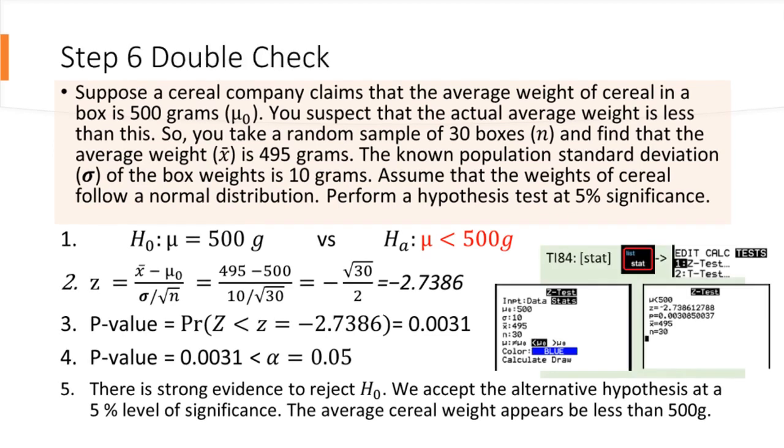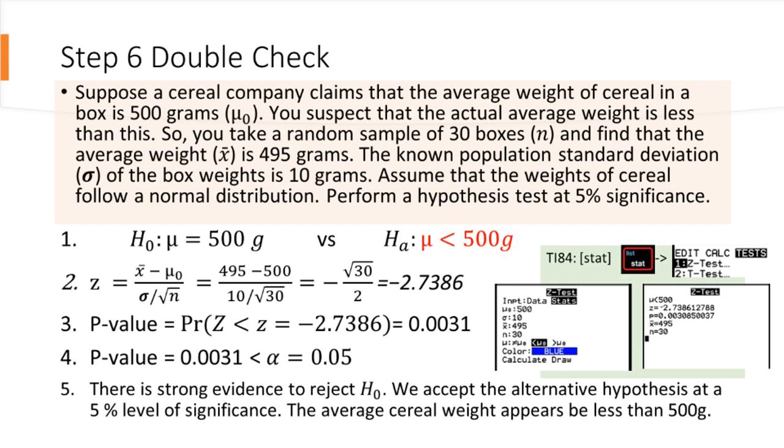The last step is to double-check the z-statistics and the p-value. First, press Stat, then under the tab Test, choose 1, Z-test. Then, enter mu0 to be 500 grams, the one claimed in the null hypothesis, sigma to be 10 grams, given by the question, x bar to be 495, the average weight you found, and n to be 30, the number of boxes you sampled. Select the alternative hypothesis to be less than mu0 and then select Calculate. The calculator shows the z-statistics to be minus 2.7386 and the p-value to be 0.0031, which means our calculation is correct.